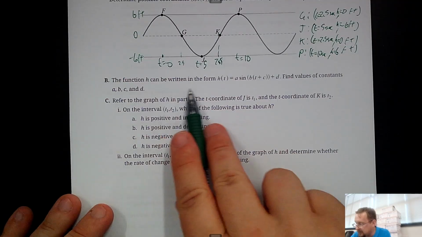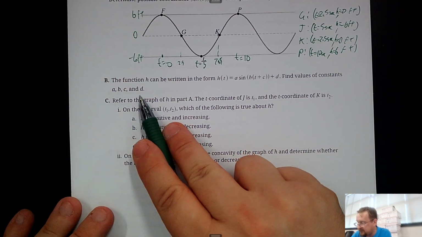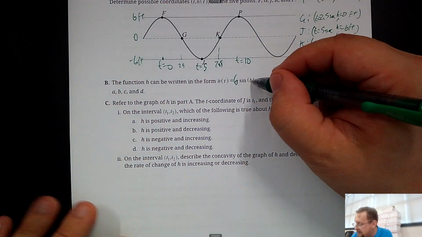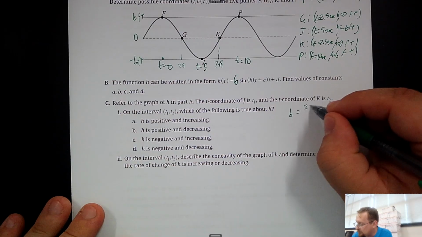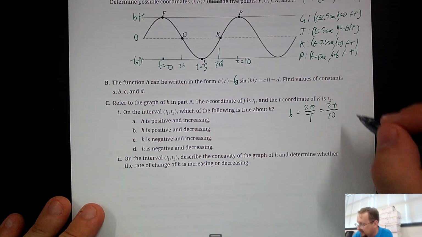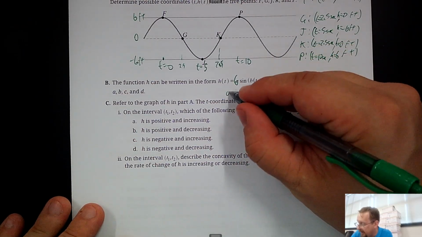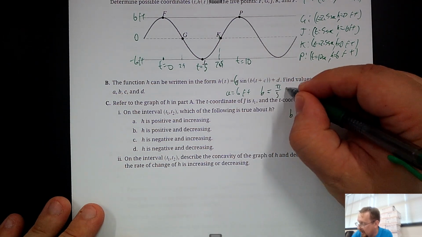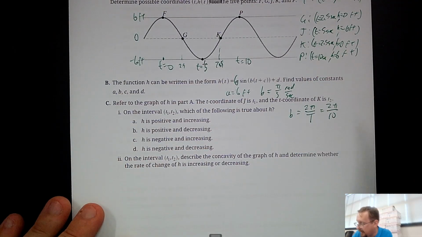The function h can be written in this form. Find the values of these constants. A is 6. That's the amplitude. B is 2 pi over the period, so that's 2 pi over the 10 seconds for 1 revolution. So A is 6 feet, B is pi over 5 radians per second, okay?